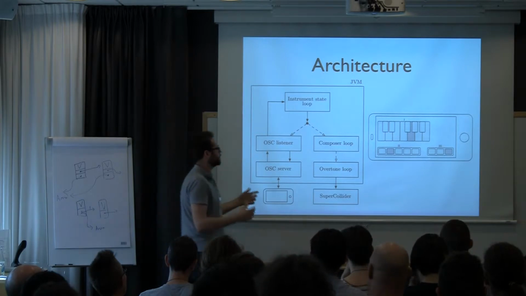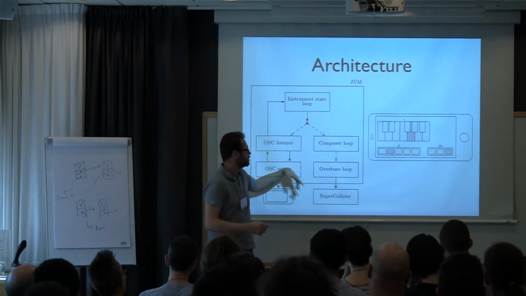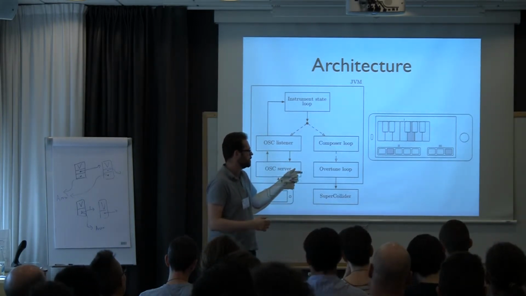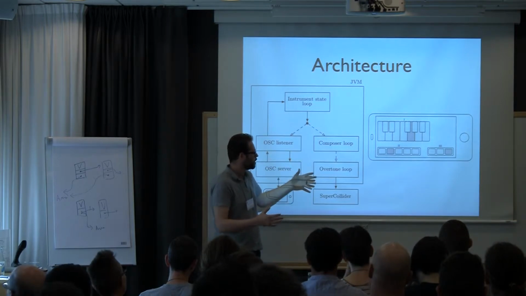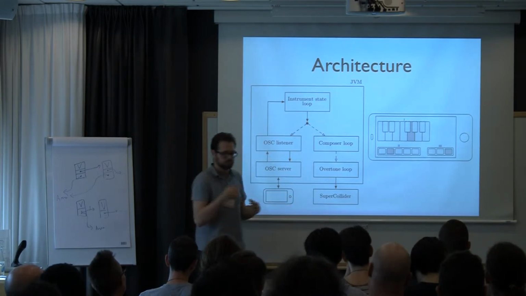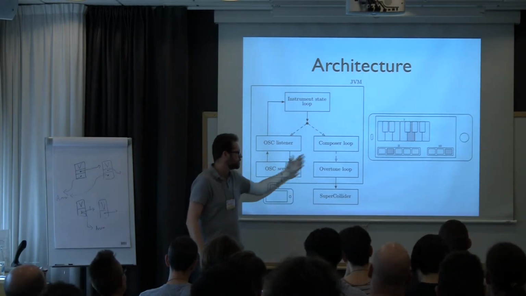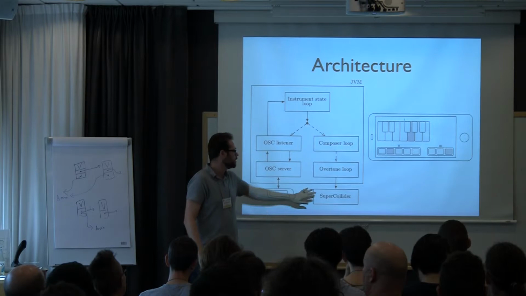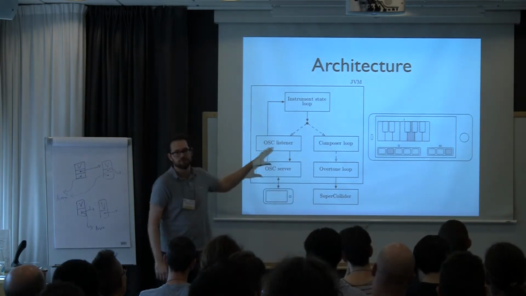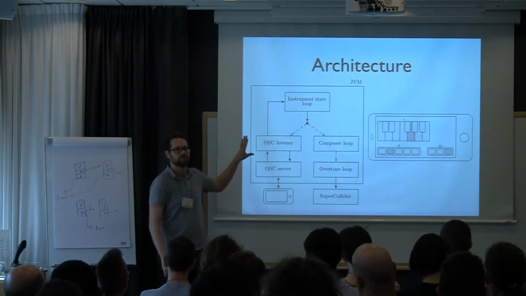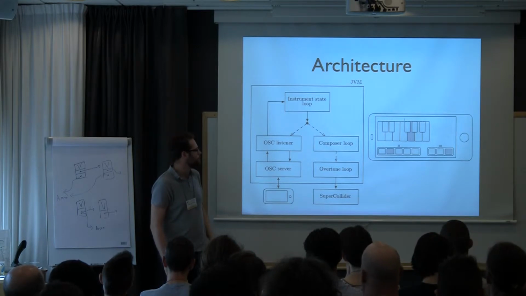The melody, once it's generated, is pushed down to the Overtone loop. Overtone is a library that communicates with SuperCollider to play music. Overtone just dictates what music to play. SuperCollider does not run in the JVM because of timing issues.